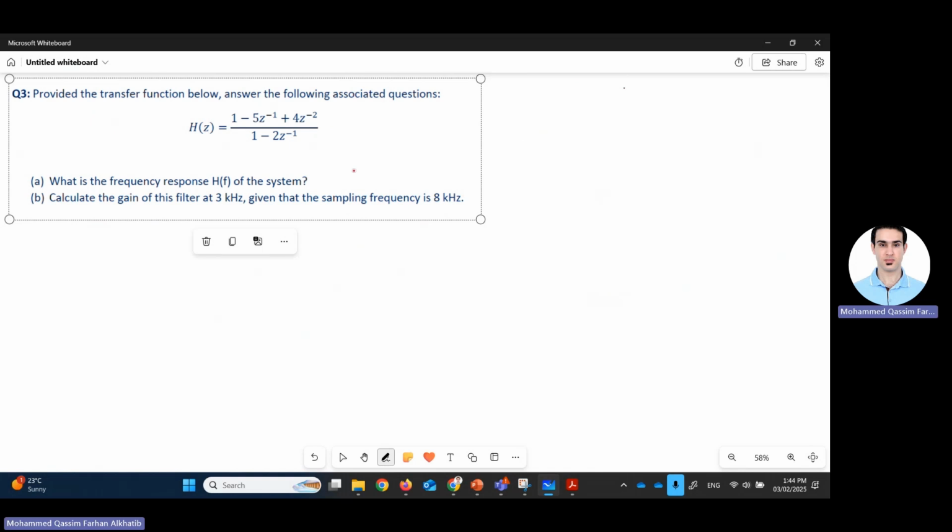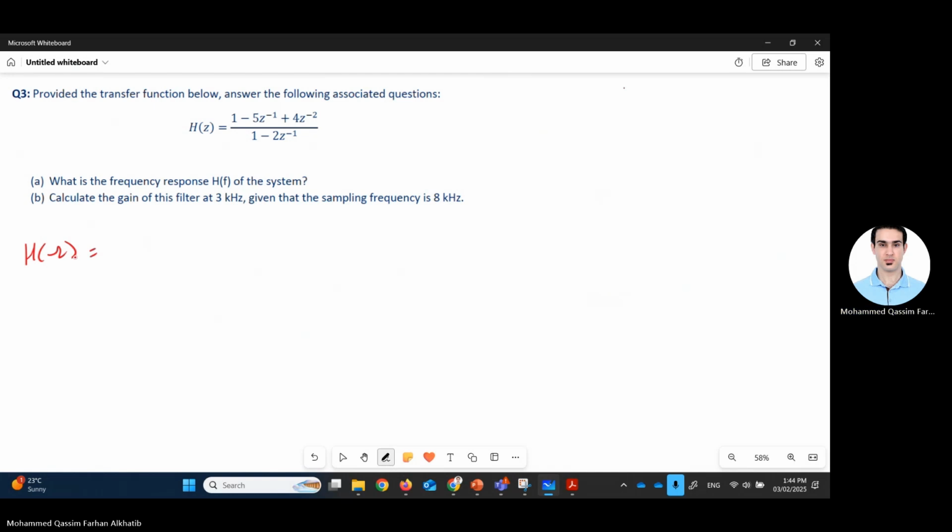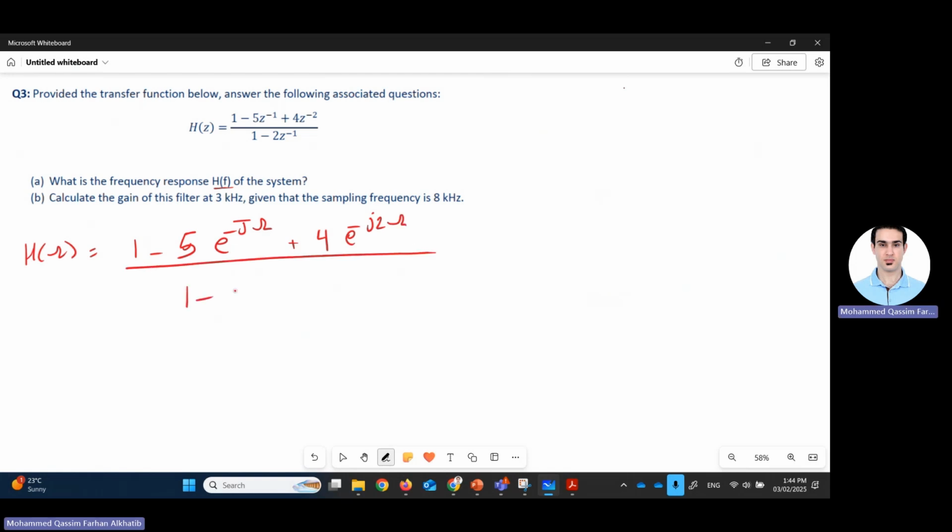All right, so let's find H of omega first. It's asking for H of F. Okay, let's do H of omega first. It's going to be 1 minus 5 e to the power minus j omega plus 4 e to the power minus j 2 omega over 1 minus 2 e to the power minus j omega. But I want H of F.